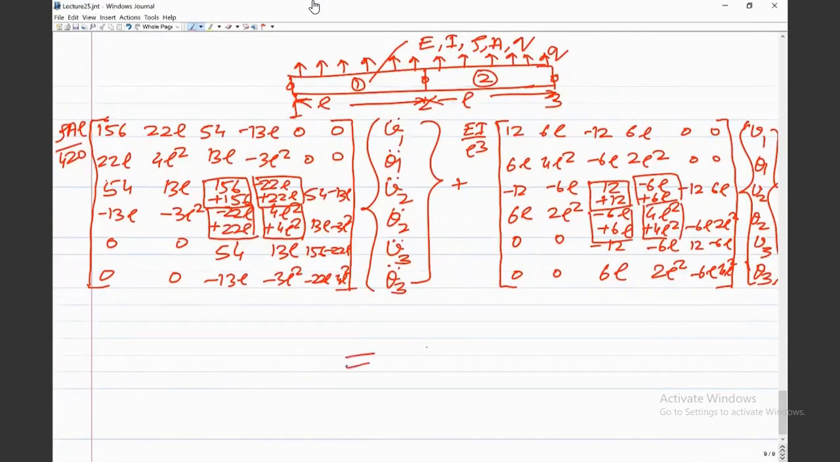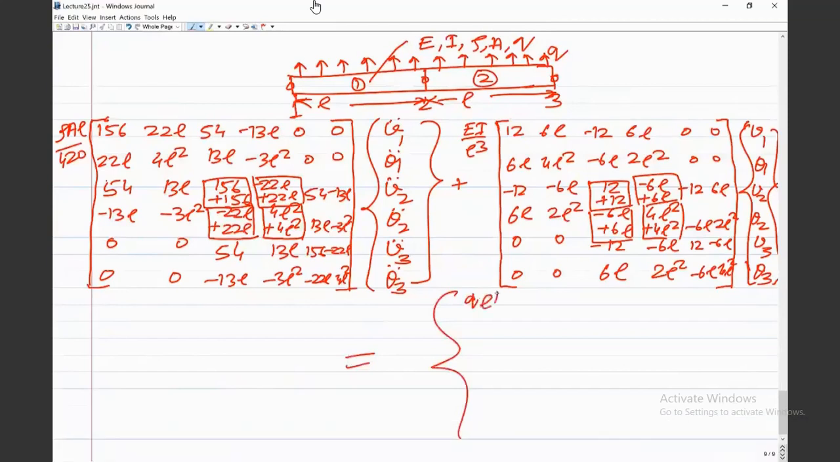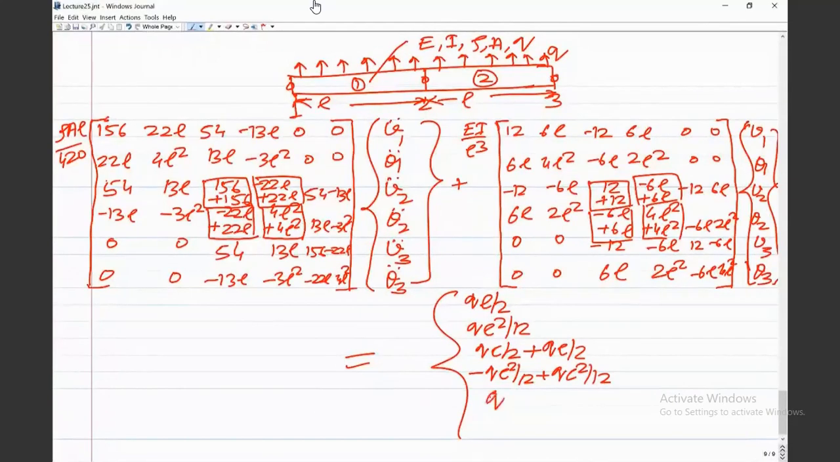So let us look at that also. It is equal to the assembled load vectors. First element contributions will go to the first rows. So we will have QL by 2, QL square by 12, QL by 2, and minus QL square by 12. This is from the first element. Then the second element contributions will go to the third, fourth, fifth, and sixth rows. So we'll start from here: QL by 2, plus QL square by 12, again QL by 2, and then minus QL square by 12. So this is the assembled load vector.